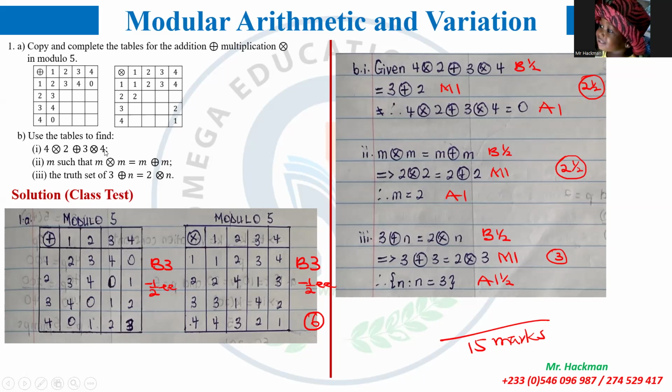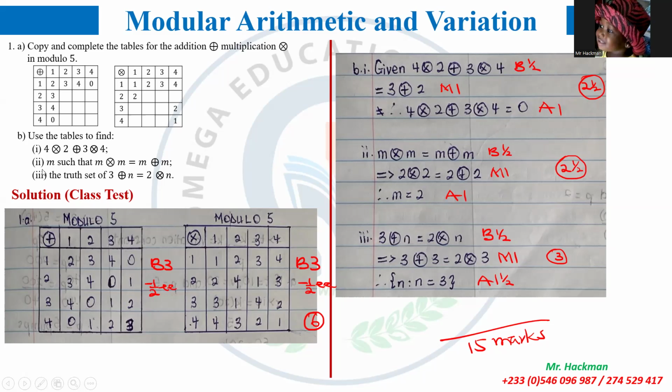Then plus 3 times 4. 3 times 4 will give us 2. So in effect, you are going to get 3 plus 2, which will give us your final answer. At that point, you can draw your conclusion. So this will be equal to 3 plus 2, which, from the addition table, gives you 0. You write it there. You have the marks allocated, so you can easily see.